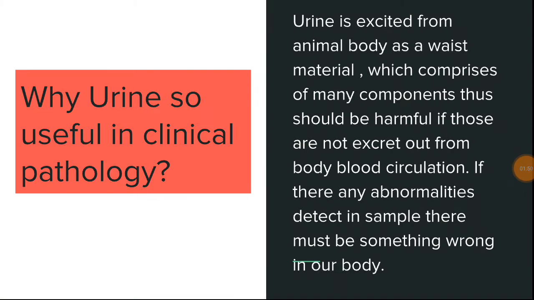Now the question is, why is urine so useful in clinical pathology? Urine is excreted from the body as a waste material which comprises many components that would be harmful if they were not excreted from our blood circulation. So if any abnormalities are detected in the sample, there must be something wrong in our body function. Let's go to the next question.